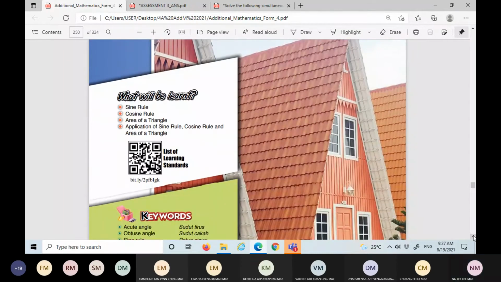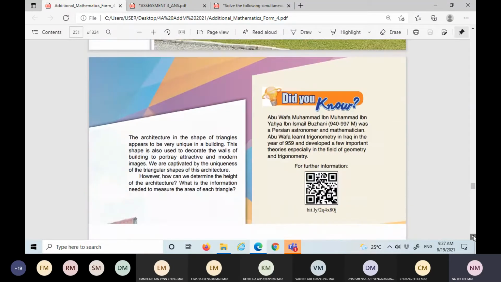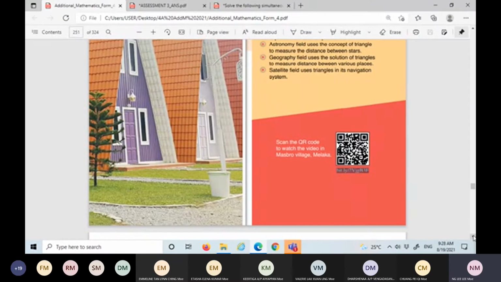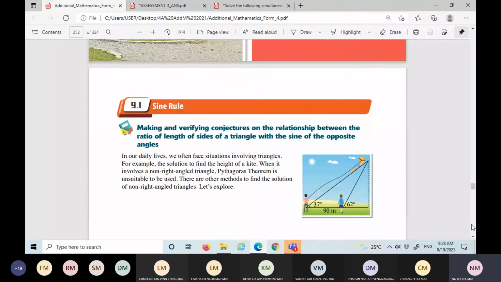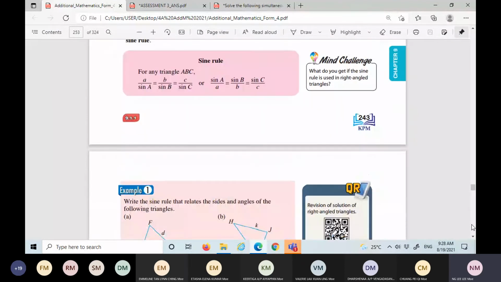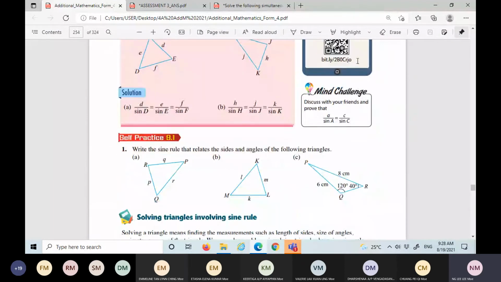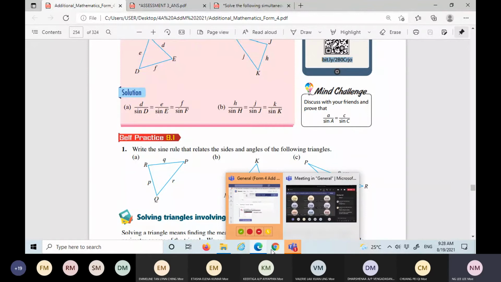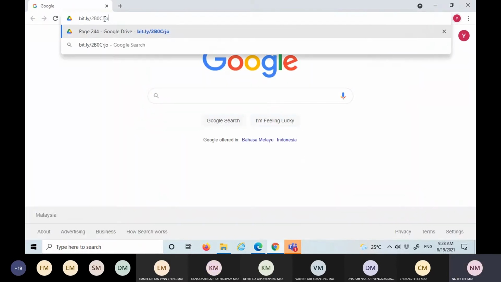Okay, so before we start, we want to see this one. We do a bit of revision for the right angle triangle, which you have learned in your lower form.